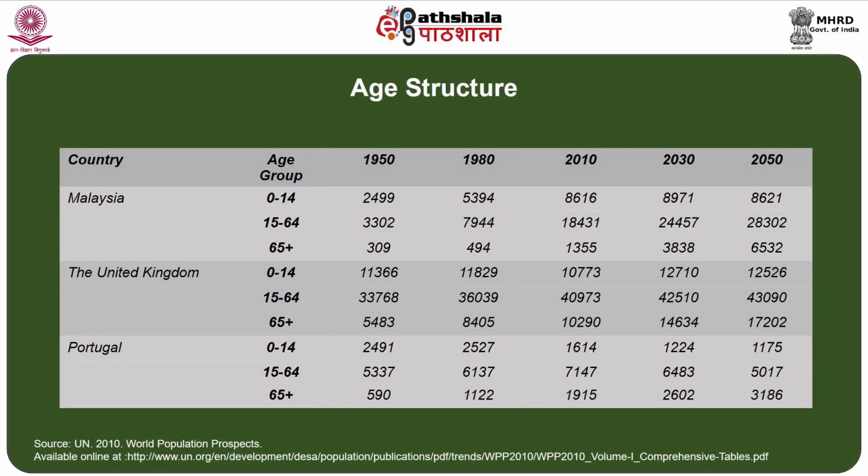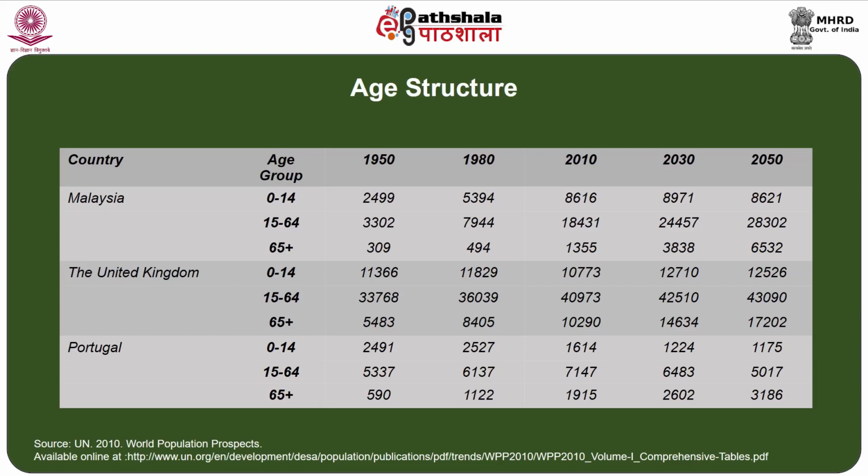For instance, in the UK, we see that in 1950 the number of children was 11,366, which actually declined to 10,773 in 2010, but is further projected to increase to 12,170 by 2030. Much of the population in 1950 was in the middle age bracket of 15 to 64 years, and it is clearly shown that it is going to increase for this age group.